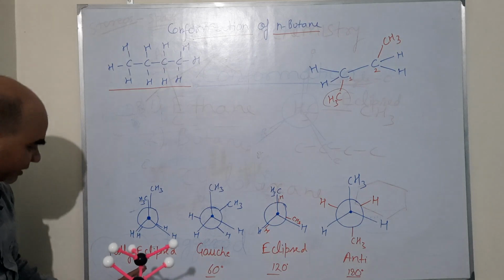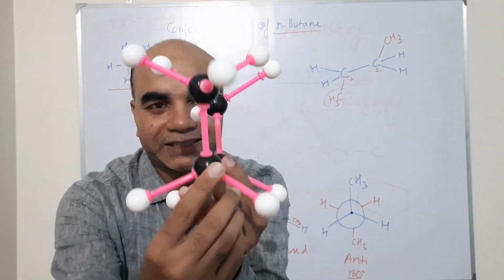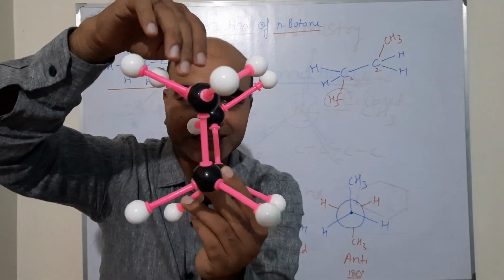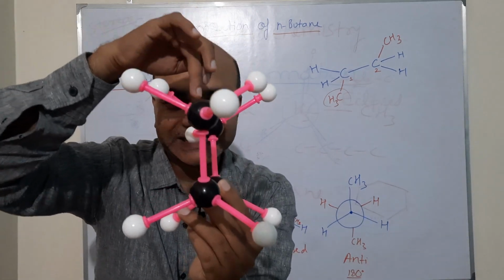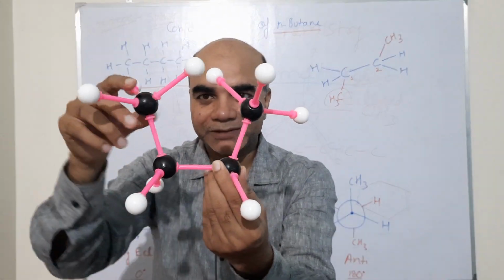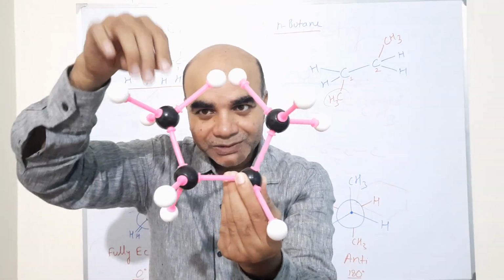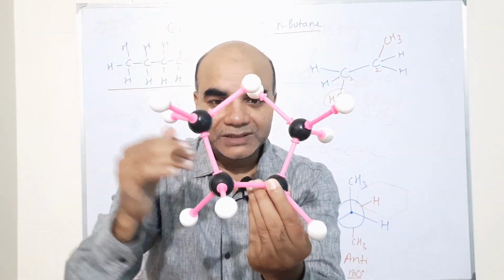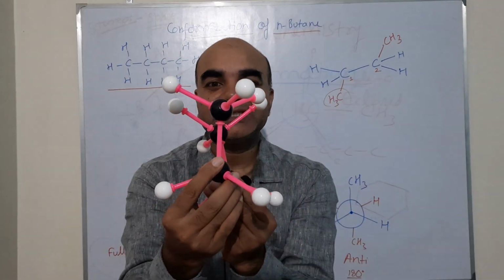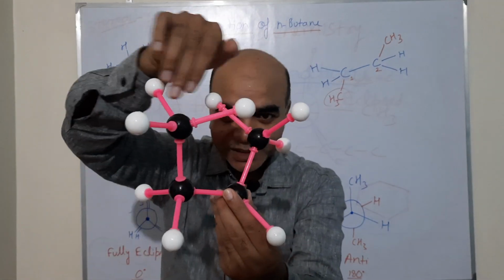You see, first is the fully eclipsed. What is fully eclipsed? Fully eclipsed means that this methyl is eclipsing this methyl group. Both these methyls are in a single plane. They are exactly coinciding with each other. So as you can see here, this methyl group and this hydrogen come very close to each other. Since they are interacting so closely, this raises the free energy of the molecule. So this fully eclipsed conformation is highly unstable. Why highly unstable? Because there is maximum interaction between these 2 methyl groups.